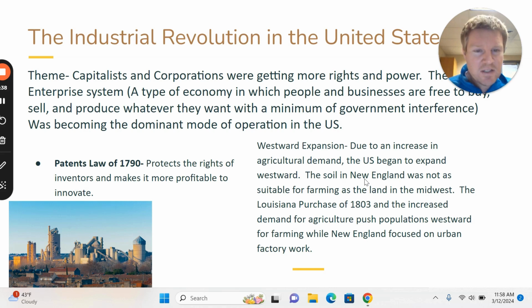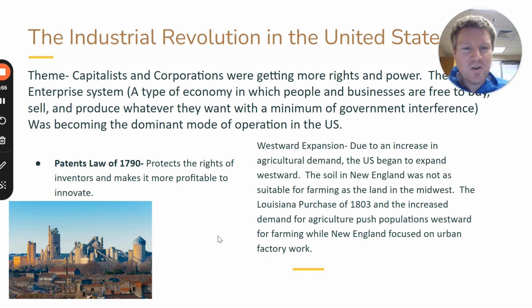So between the years 1800 to 1822, you're going to see a huge move westward. And then New England is going to focus more on factory work and urban living.